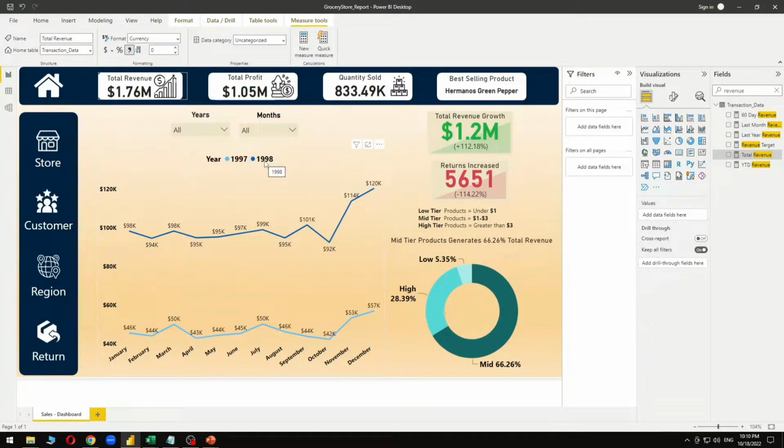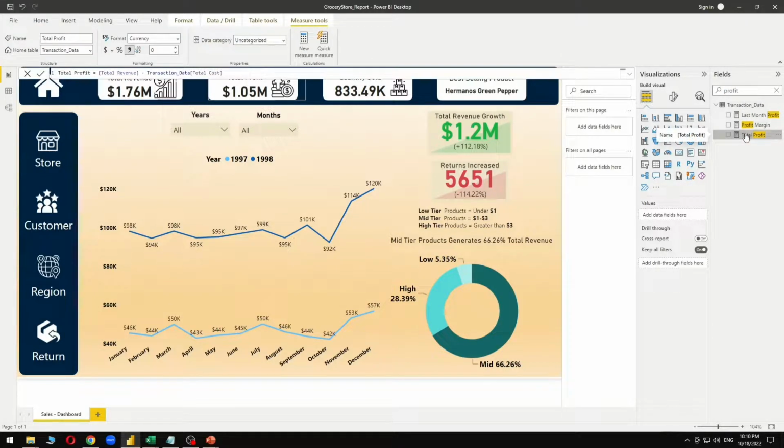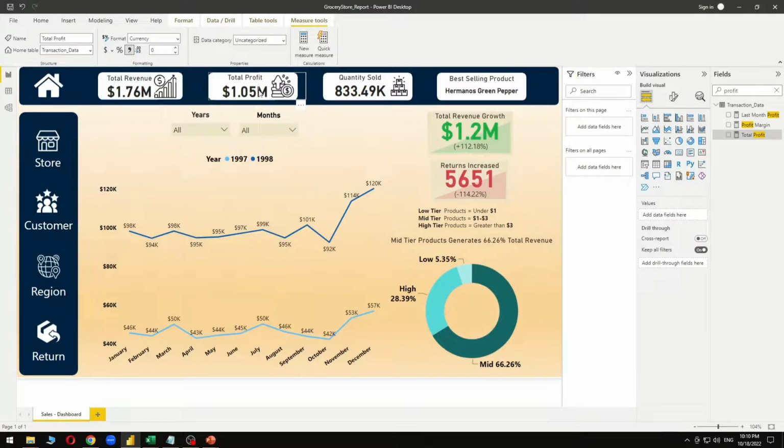Coming on to the second data, we have total profit. So how have we created the total profit? Total profit has been created using simply total revenue minus total cost. That's all, nothing else. Just deducted total cost from total revenue, we have got the total profit, that is 1.05 billion. That's the combined profit for 1997 and 1998 data.